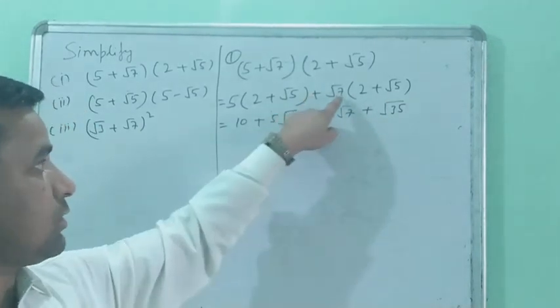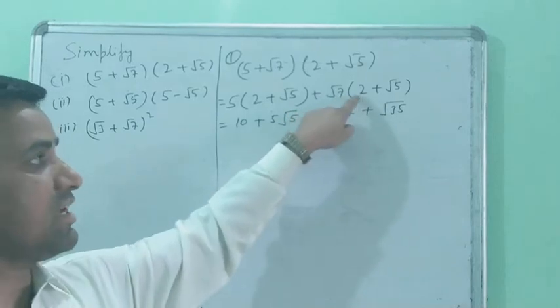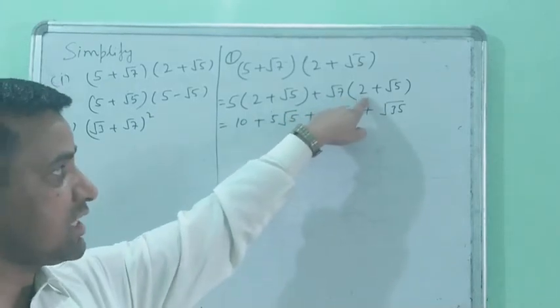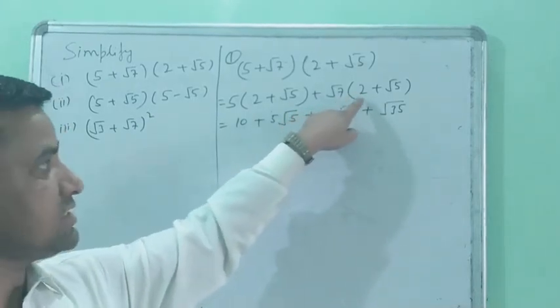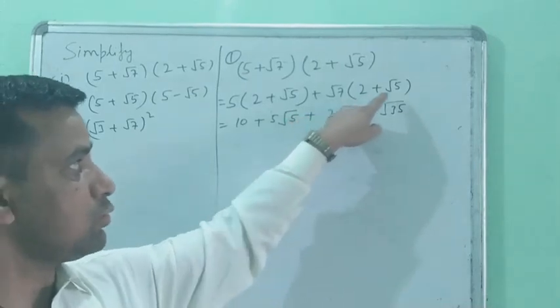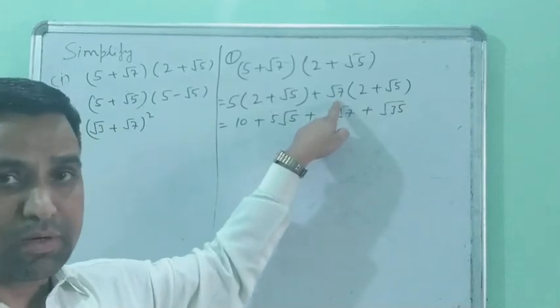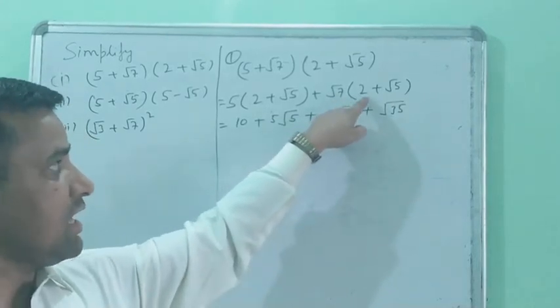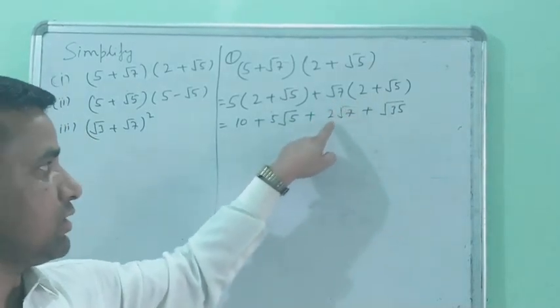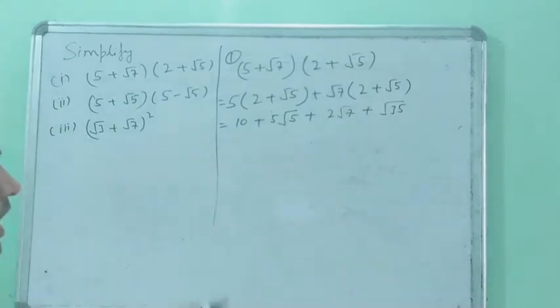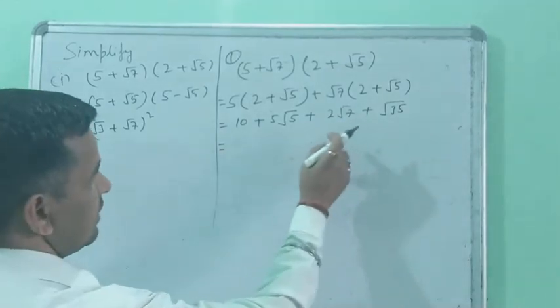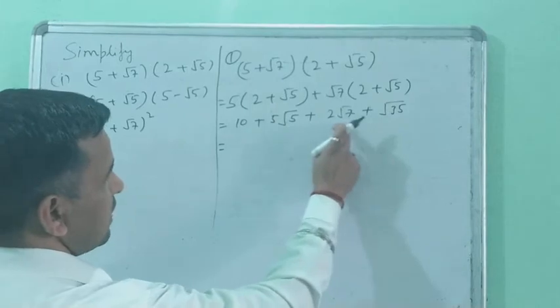And this and this, root 7 and 2, are unlike numbers, because this one is rational, this one is irrational. This is unlike. And root 5 and root 7 are like form because these are irrational numbers. Like form numbers you can easily multiply. Unlike numbers you cannot easily multiply. Here you can write it in this form. After that you add this, root 5, root 7, root 35 here.